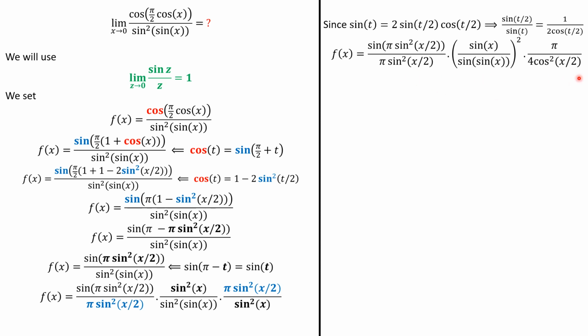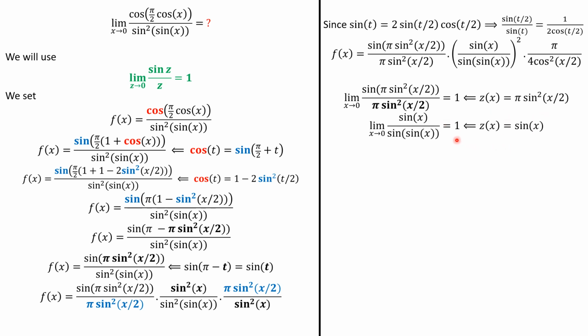Now we compute the limit of every term here. The limit of the first term is 1. We just have to use z(x) to be pi sine squared of x over 2. This is going to 0 when x is going to 0. So that's right. The second one is 1 as well. We use here z(x) is sine x because this is going to 0 again.